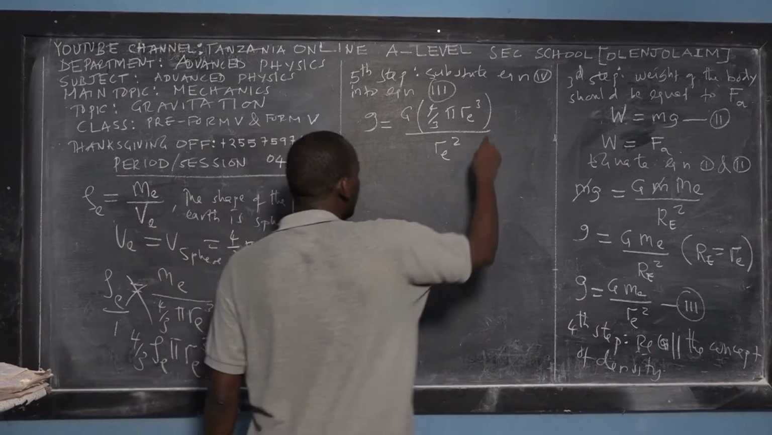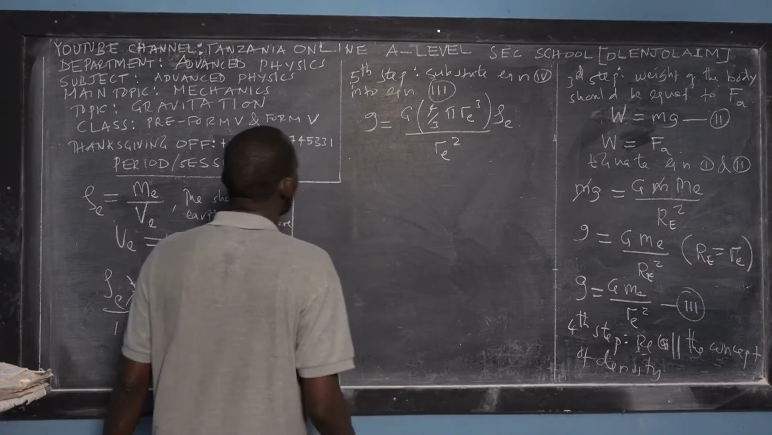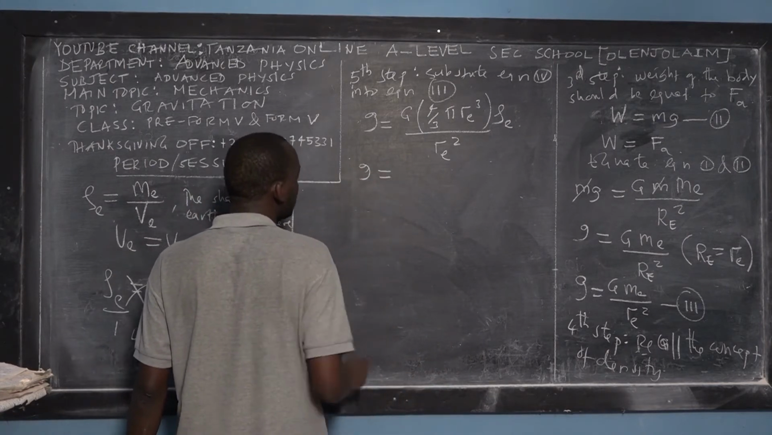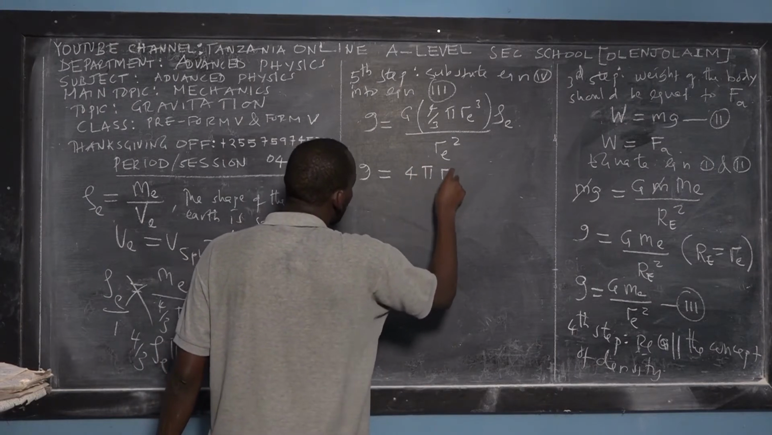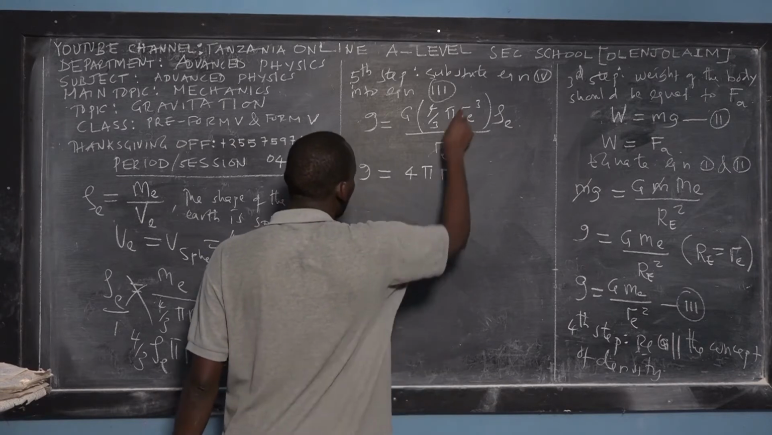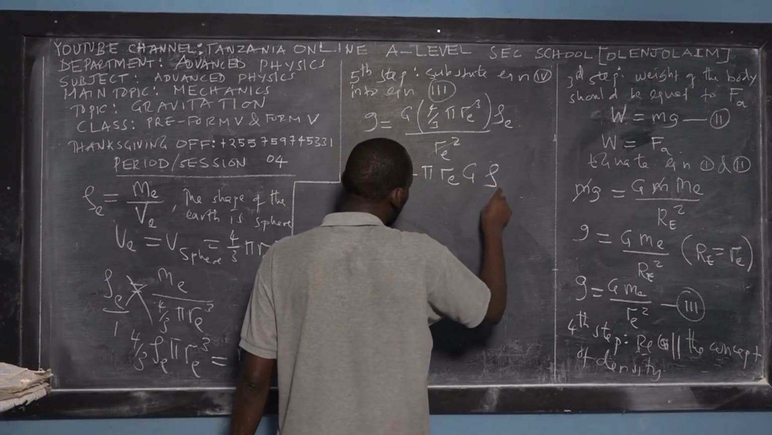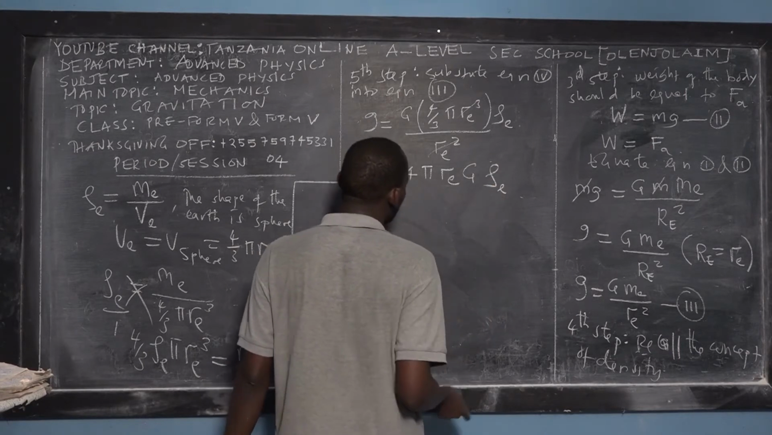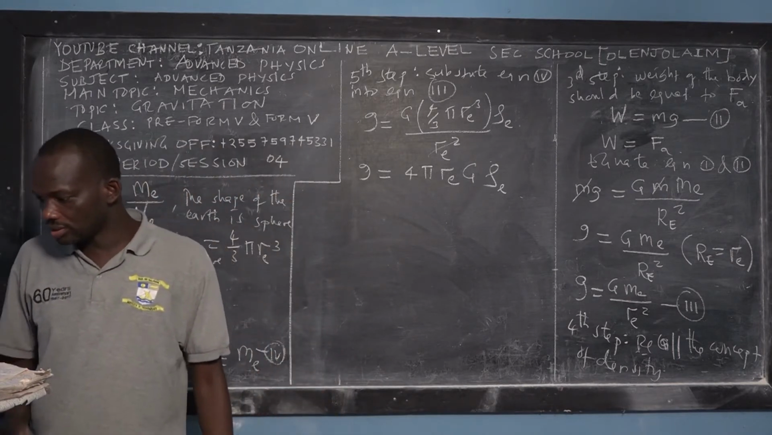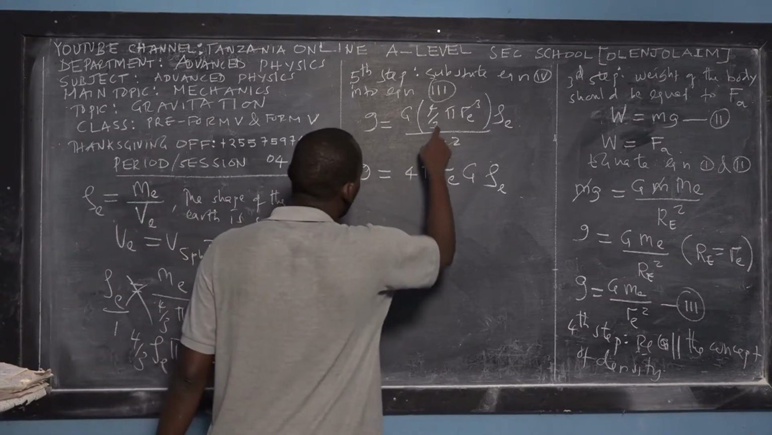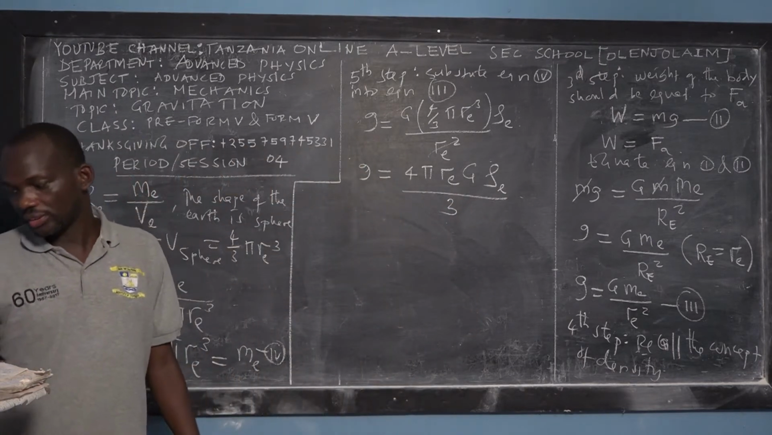And then you have the density of the Earth here, just for the density of the Earth. Okay, so if that's the case, acceleration due to gravity is equal to 4 pi radius of the Earth, because we simplify this and this, and then gravitational constant, density of the Earth, and then we say that over 3, we have 3 here, over 3.